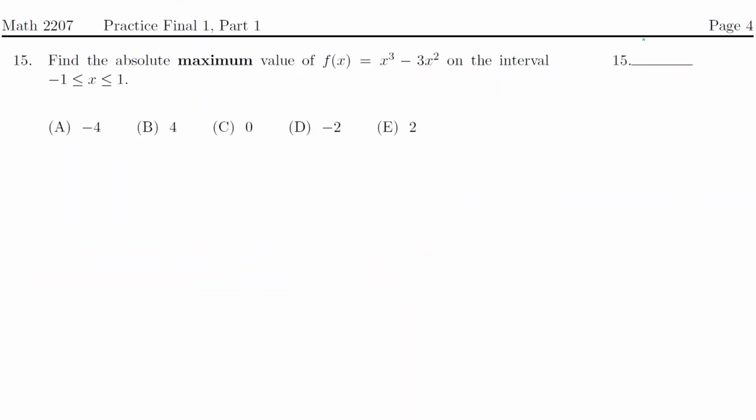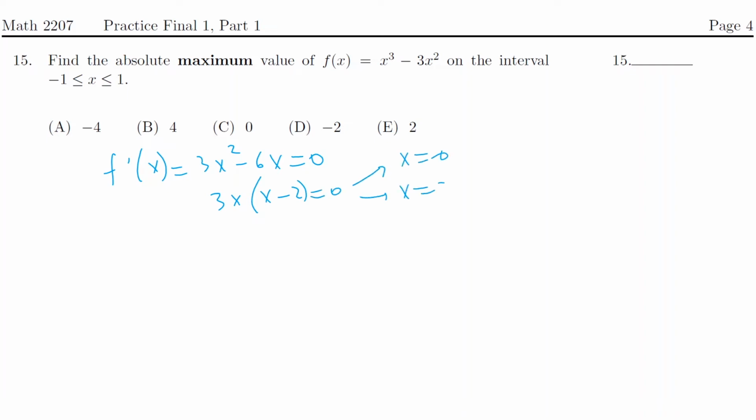Find the absolute maximum on the interval. All right, so first step, f prime of x equals 3x squared minus 6x. You set that to 0. 3x times x minus 2 equals 0. There are two solutions, x equals 0 and x equals 2, but the interval is negative 1 to 1, so we're rejecting this one. So now we've got negative 1, 0, and 1, and these are the only ones you need to plug into the original.